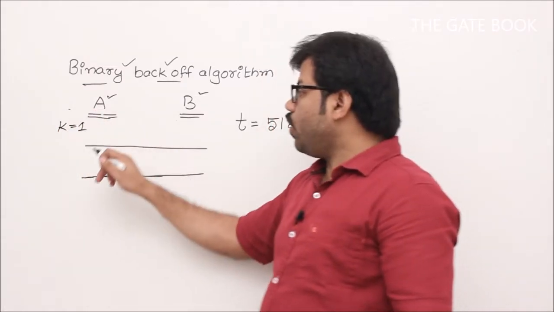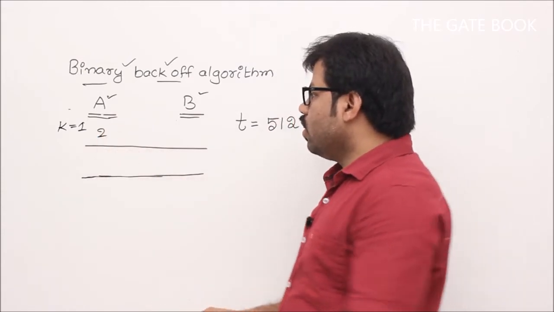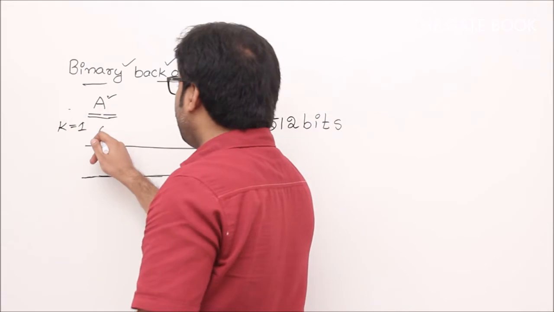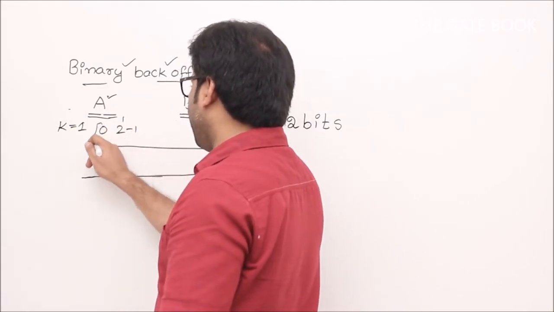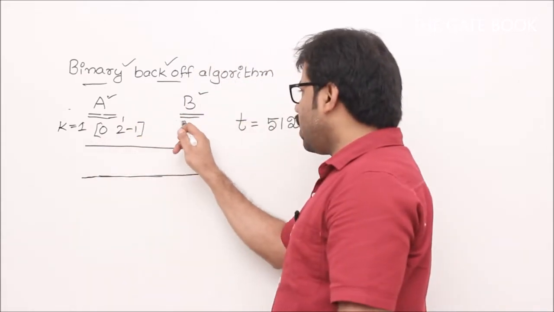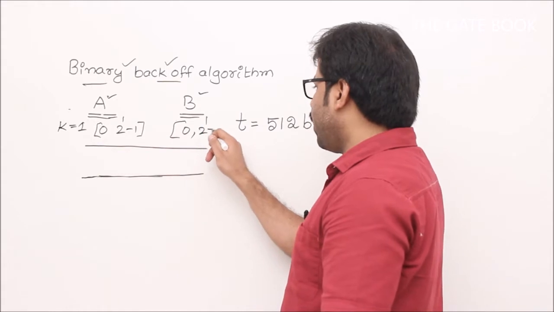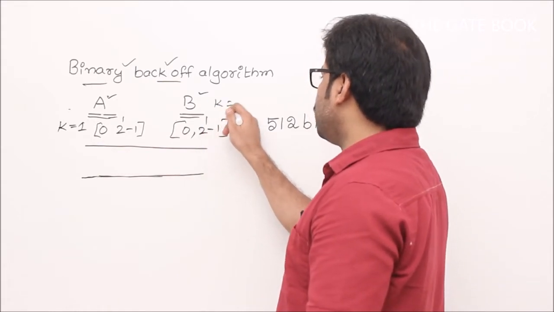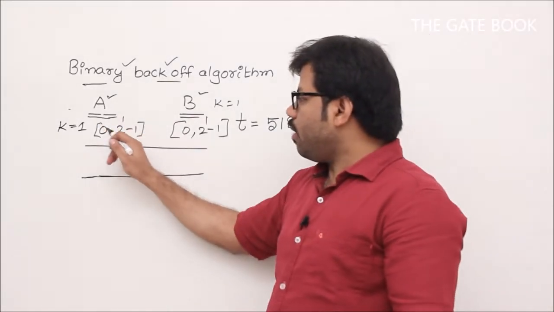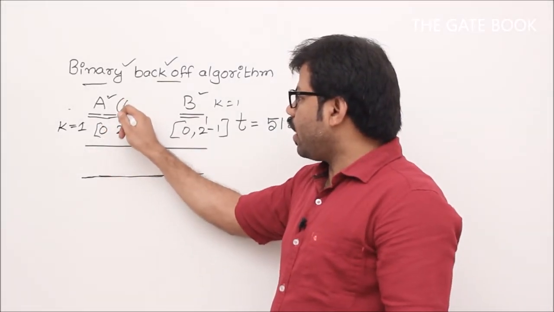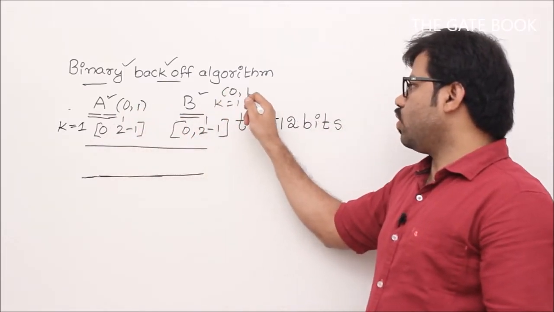Now A is going to generate its own random number which is between 0 and 2 to the power of K minus 1. That means 2 to the power of 1 minus 1. Remember it. Here station B is also going to generate a random number between 0 and 2 to the power of 1 minus 1, since the K value is 1 for this one also. So both will have the same range. Now A is going to pick a random number between 0 and 1, and B is going to pick a random number between 0 and 1.